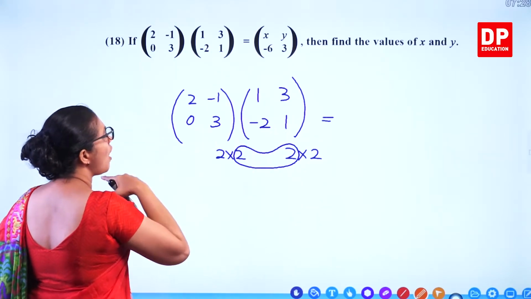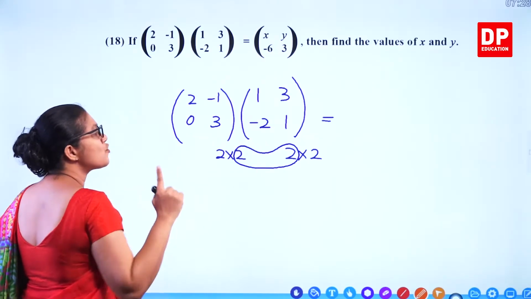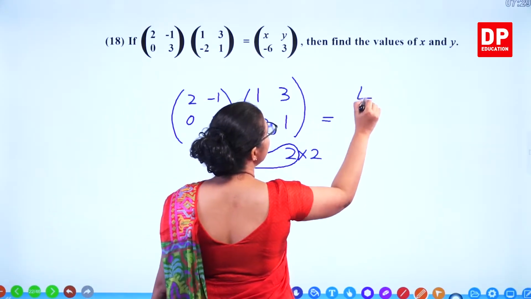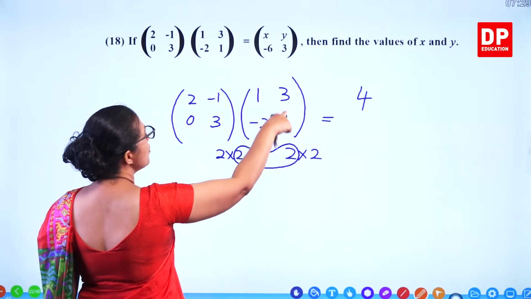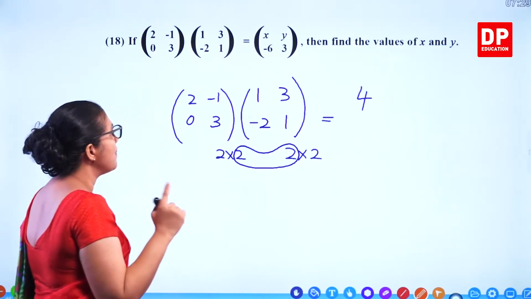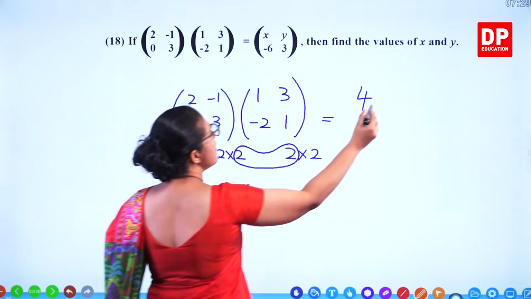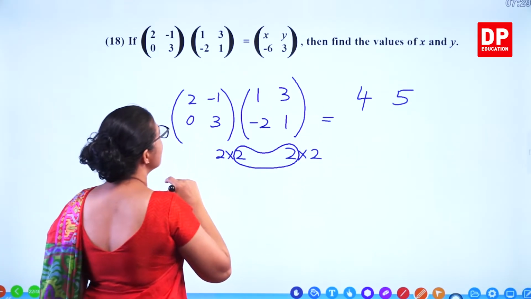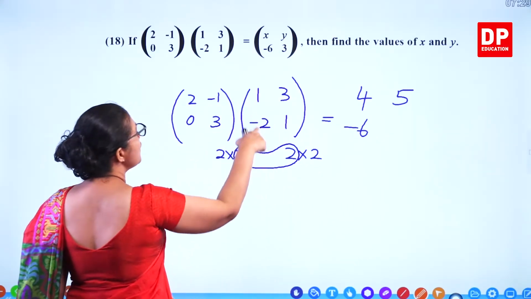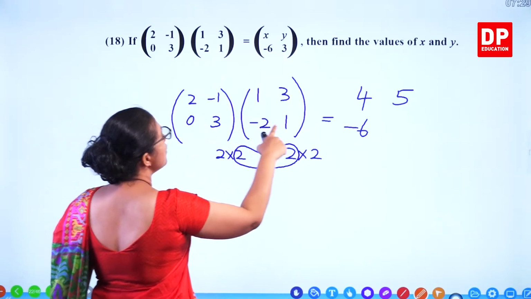So how do you multiply? First row with first column. 2 times 1, 2. Minus 1 into minus 2, plus 2. 2 plus 2, 4. And then how do you get this value? First row with the second column. 2 times 3 is 6 and minus 1, that becomes 5. Here you get minus 6, second row with first column. Second row with second column, you get 3.